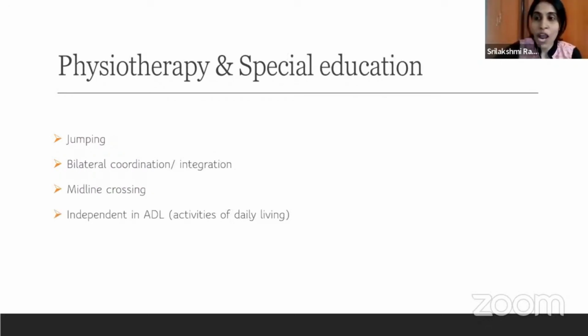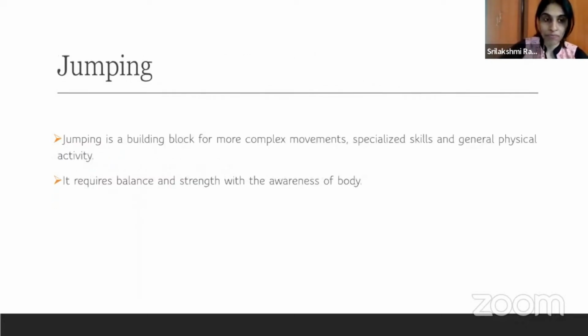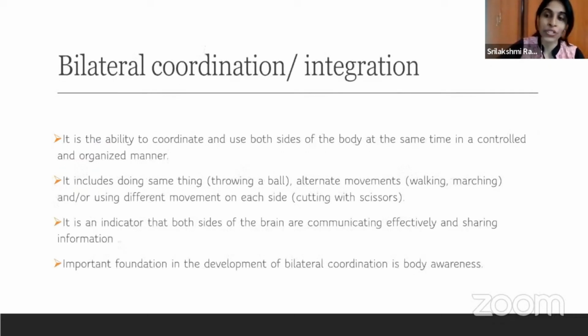The next part is how a physiotherapist and a special educator working together will help the child. The things I will be talking about are jumping, bilateral coordination or integration, midline crossing, and independence in ADL. So why jumping? Jumping is a building block for more complex movements, specialized skill, and generalized activity. It requires balance and strength with awareness of the body.